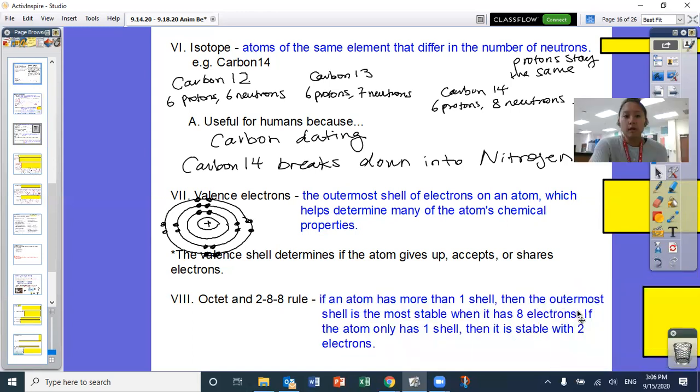If an atom has more than 1 shell, then the outermost shell is most stable when it has 8, and it will do almost anything to make sure it has 8. If the atom only has 1 shell, then it's stable with 2. That's this innermost shell. It only holds 2, partially because of spacing.